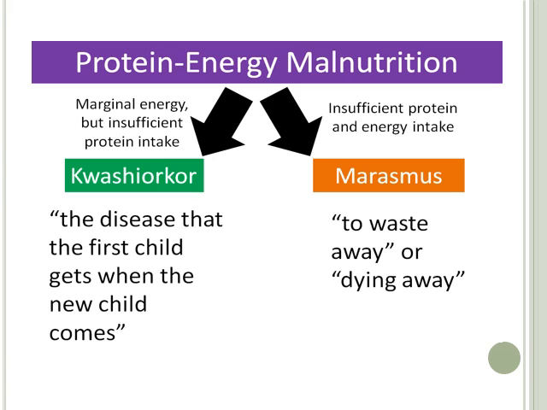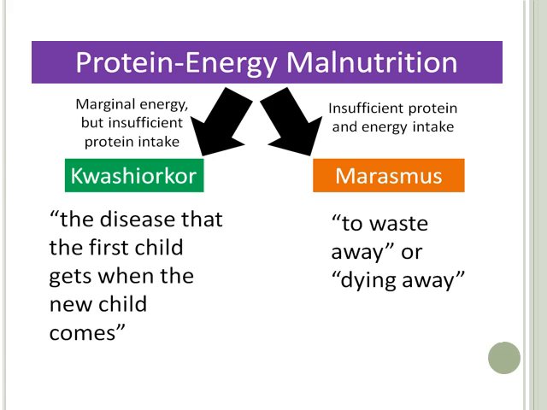Protein energy malnutrition is mainly of 2 types, Kwashiorkor and Marasmus. Kwashiorkor is mainly due to insufficient protein intake. So there may be marginal energy here but insufficient protein intake. Whereas in Marasmus, there is deficiency of both protein and energy, insufficient protein and energy intake.